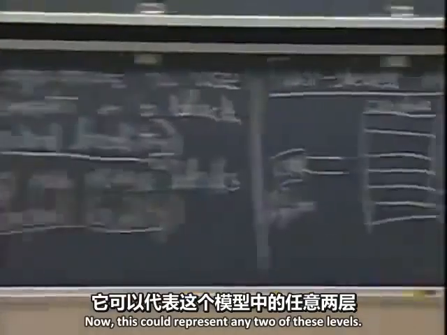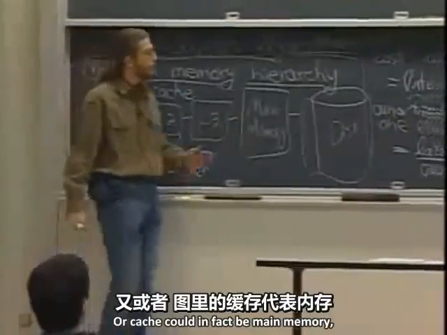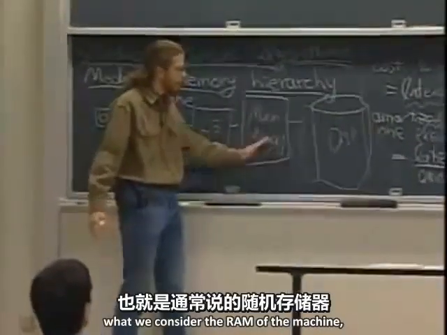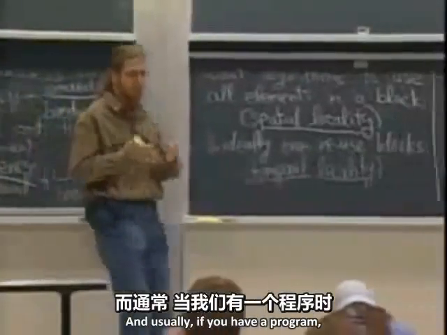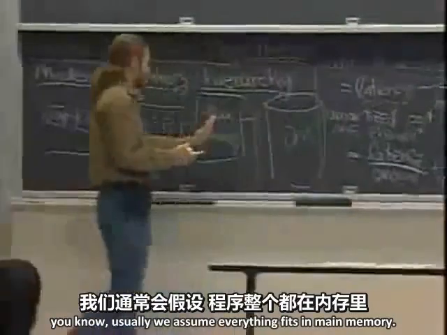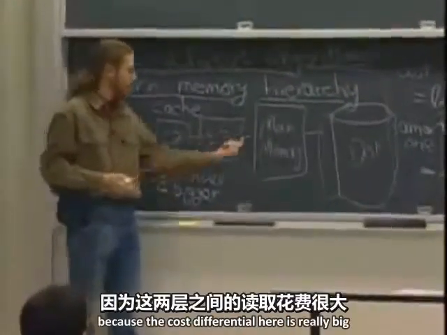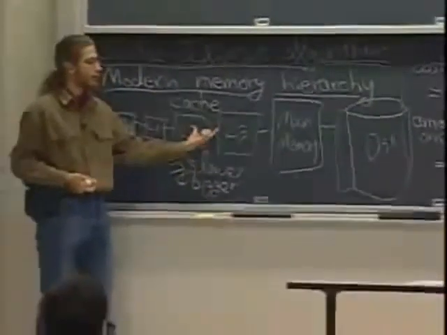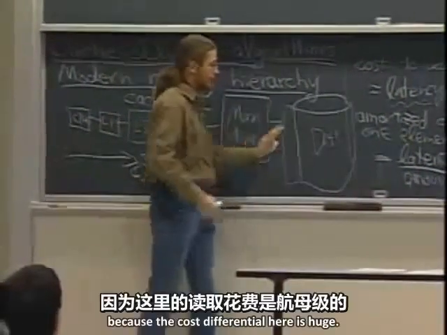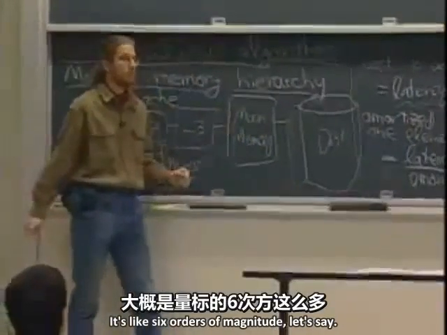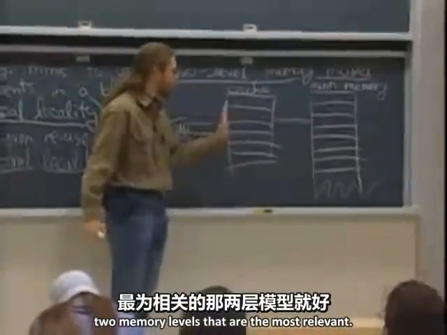Now, this could represent any two of these levels. It could be between L3 cache and main memory, which is maybe what the naming corresponds to best. Or cache could, in fact, be main memory, what we consider the RAM of the machine, and what's called main memory over there could be the disk. It's whatever you care about. Usually we assume everything fits in main memory, then you care about the caching behavior between these two levels, because the cost differential here is really big. If your data doesn't even fit in main memory and you have to go to disk, then you really care about that level because the cost differential is huge, like 6 orders of magnitude. So in practice, you may think of just two memory levels that are the most relevant.